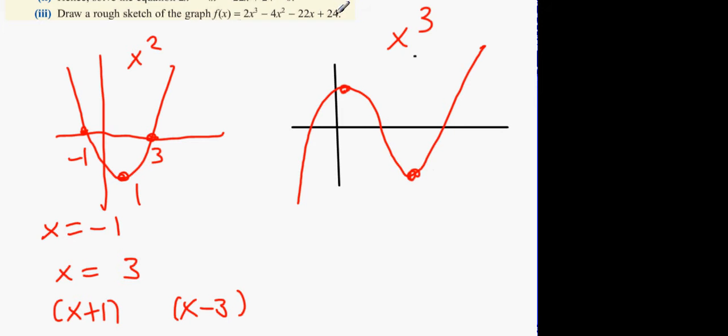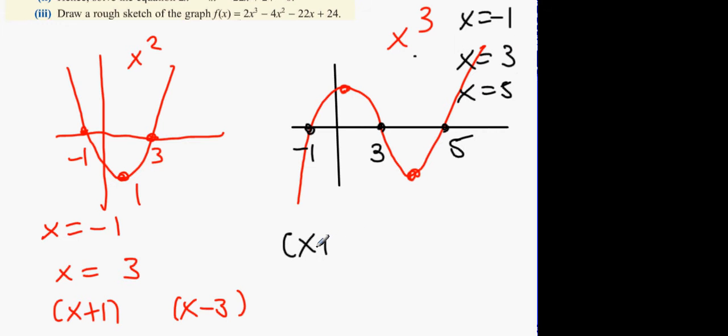Okay? In this equation, if I was to say that this is -1, this is 3, and this here is 5, what would happen is the roots are x equals -1, x equals 3, x equals 5. The factors would be x plus 1, x minus 3, and x minus 5. If I multiply all 3 of these out, what happens is I get the original equation. Okay, so that's the way these work.